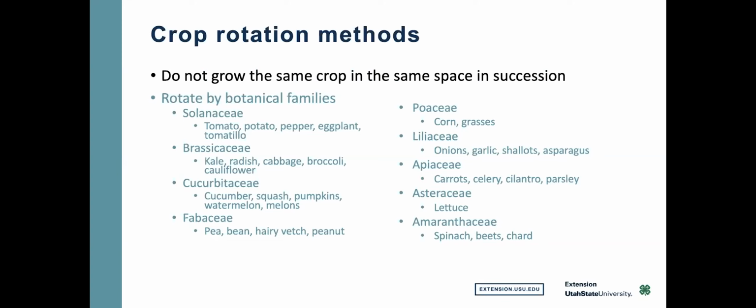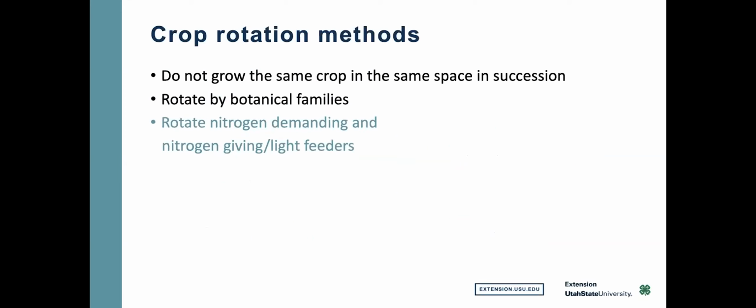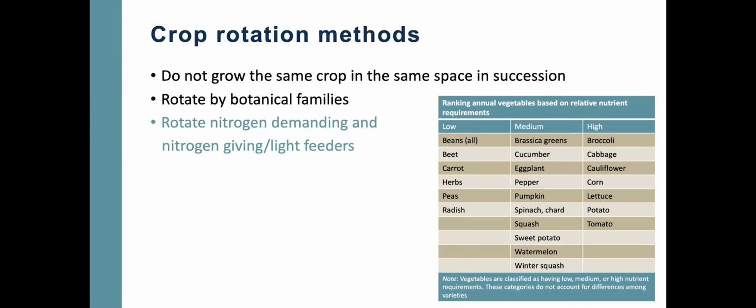I want to offer some additional ideas. You can do this on top of botanical families. Sometimes these are inherently included in that rotation, but they're also another way that you can think about it. So you can think about rotating nitrogen demanding as well as nitrogen giving or lighter feeders. And so again, revisiting this idea of the different relative nutrient requirements. So before a high demanding crop, you can rotate in a legume, and that can be very beneficial.